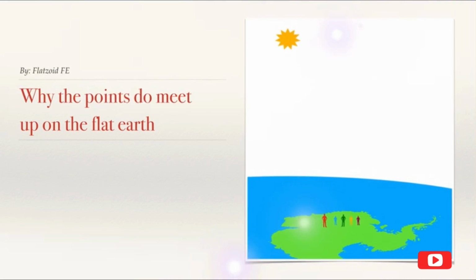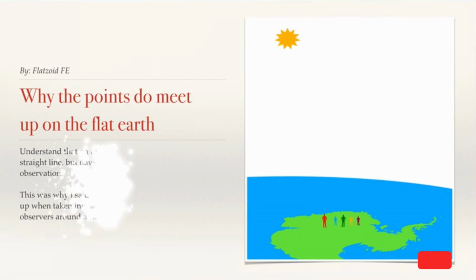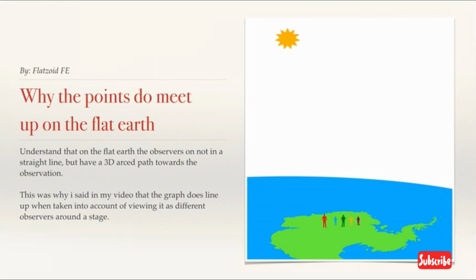Okay, why do the points meet up on a flat earth? I'm showing the graph, and what's based on the graph. Understand that on the flat earth, the observers are not in a straight line, but have a 3D arced path towards the observation. This is what I said in my video, that the graph does not line up when taking into account that the viewing is from different observers around the stage. This is what I was trying to explain in the video, which people like Where's Wally just try to ignore, so people think I'm lying.